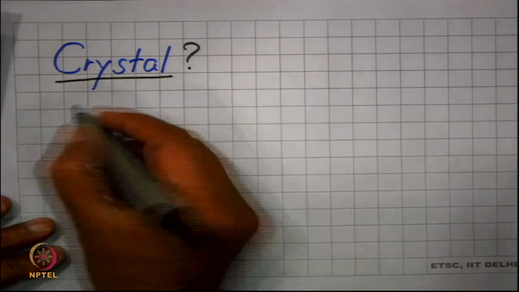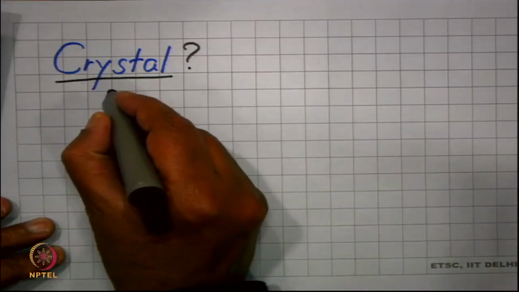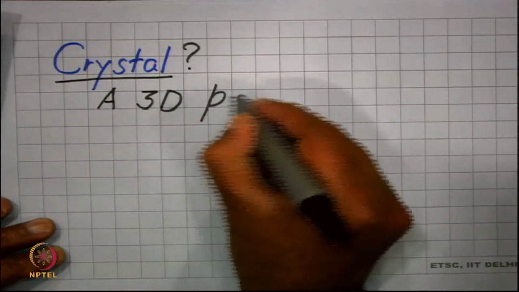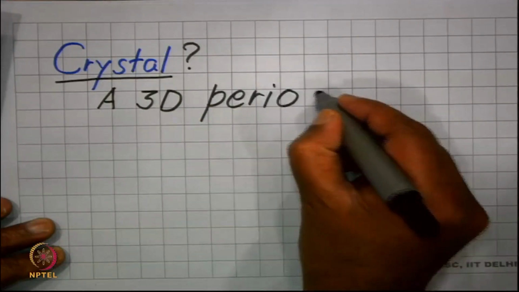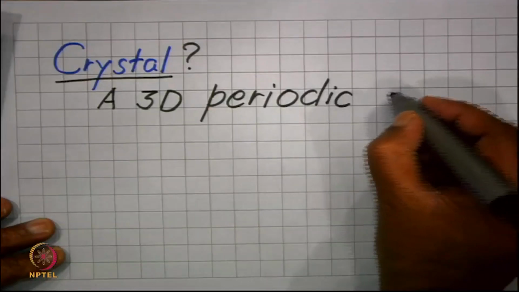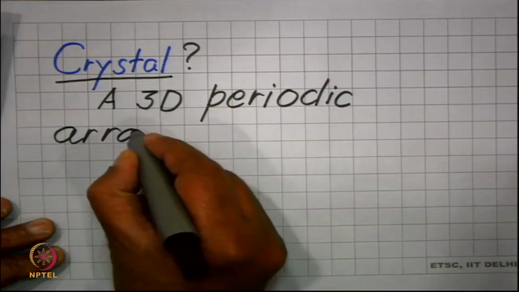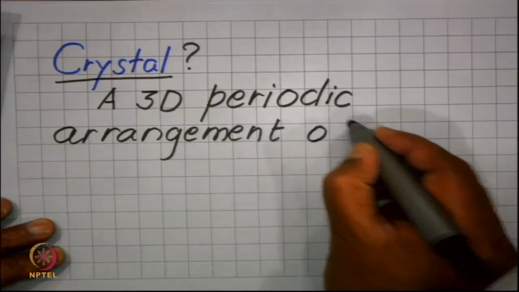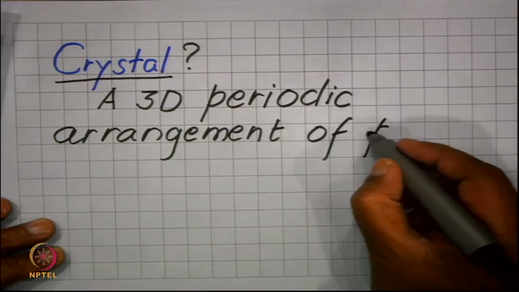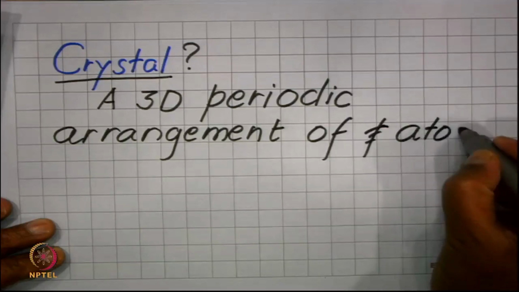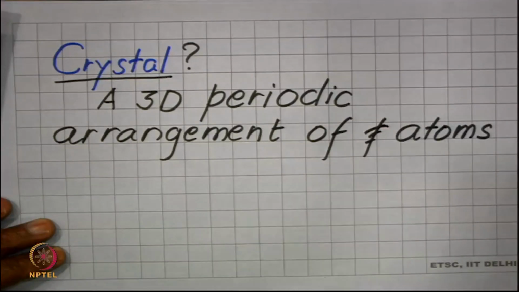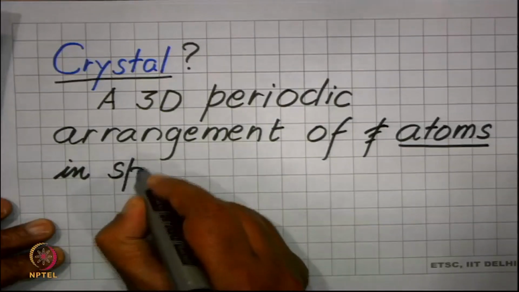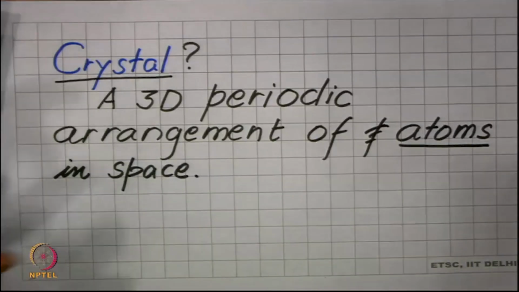We will define crystal as a three-dimensional periodic arrangement of points of atoms. A three-dimensional periodic arrangement of atoms in a space will be called crystal.